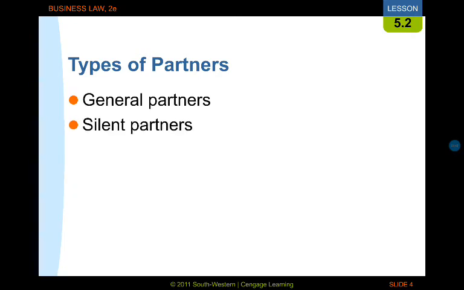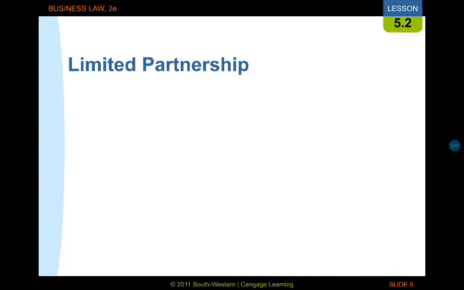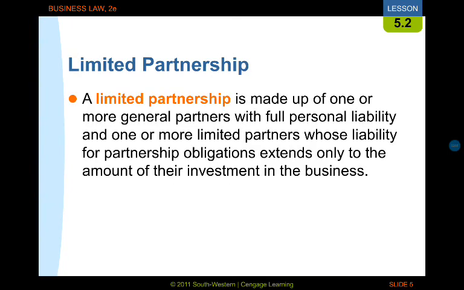Types of partners. Got 5 listed here. You got general partners, silent partners, secret partners, nominal partners, dormant partners. So let's take a look at limited partnership. A limited partnership is made up of one or more general partners with full personal liability and one or more limited partners whose liability for partnership obligations extend only to the amount of their investment in the business. So that's limited partnership.